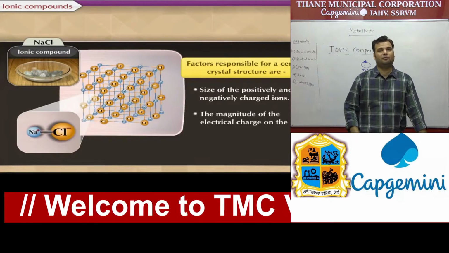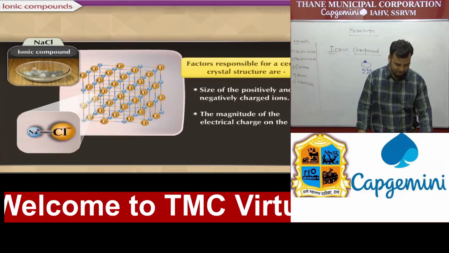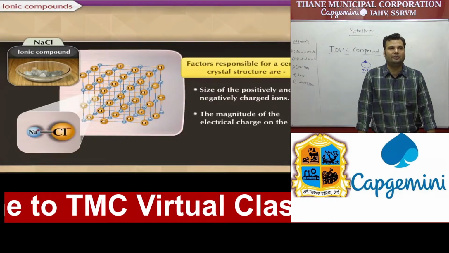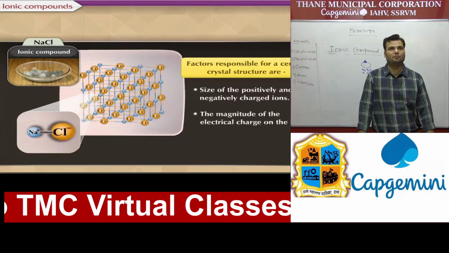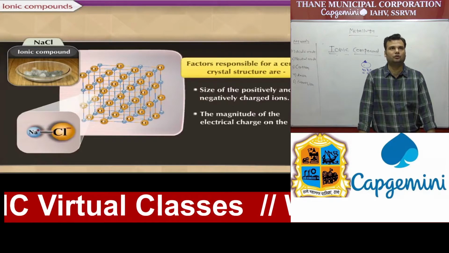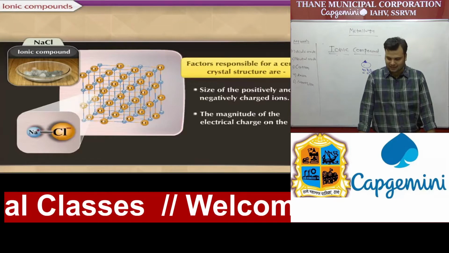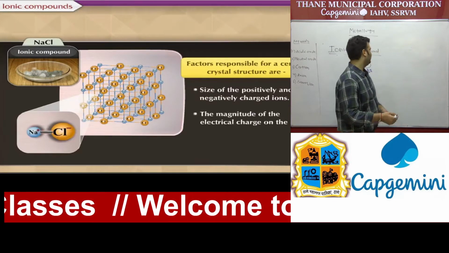Next part is very important. What are the factors responsible for a certain crystal structure of an ionic compound? Two points are very important and they will ask in exam also. The first one is the size of the positively and negatively charged ions. So what is the size? Take one example like NaCl.